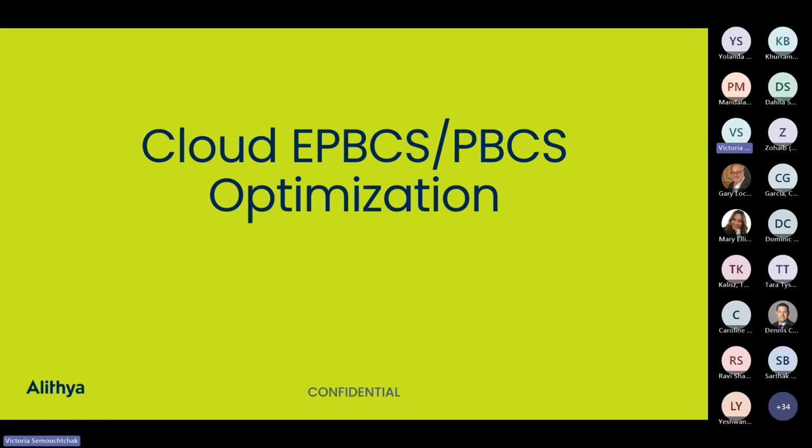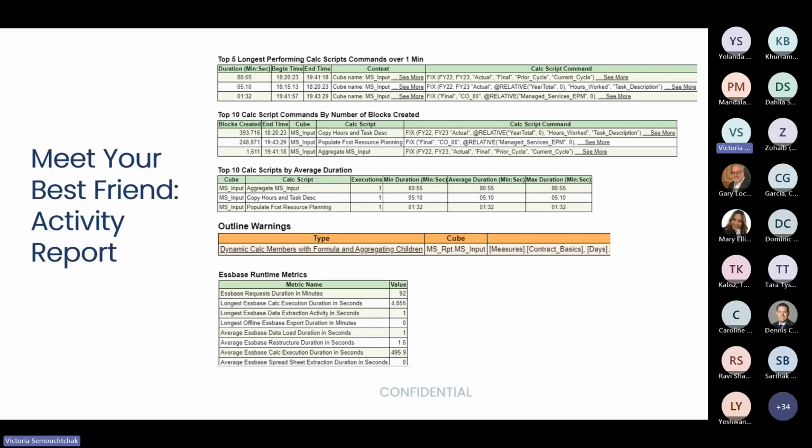Now, I wanted to talk to you about some of the cloud-specific features as well, especially those that help identify kind of underperforming objects in an application. And I want to introduce you to your two best friends, an activity report and an application monitor, okay? An activity report gathers a lot of the information about what's happening inside an application. And Oracle just recently redesigned the activity report to make it even better. And I think it is the most valuable tool inside an EPBCS application at the moment.